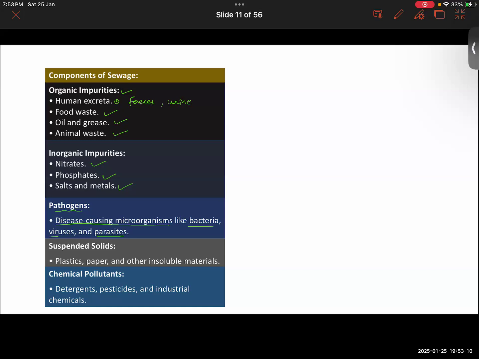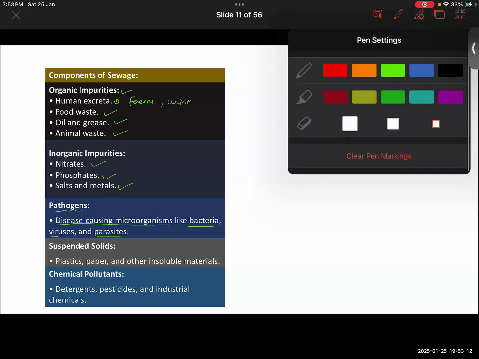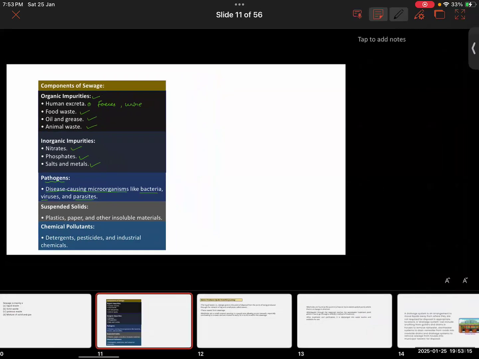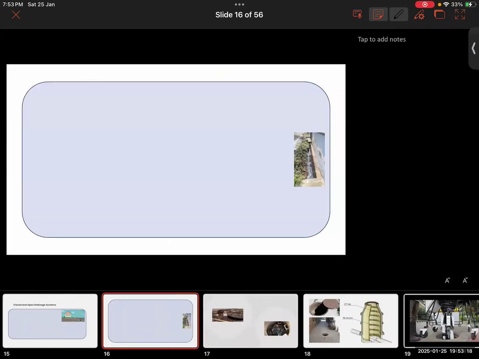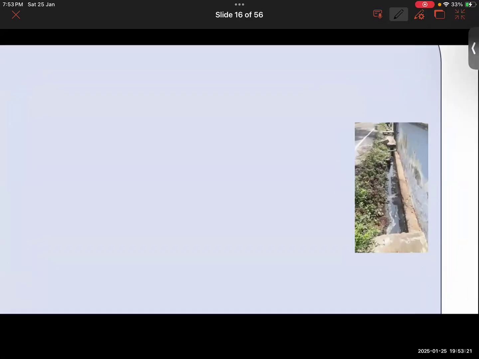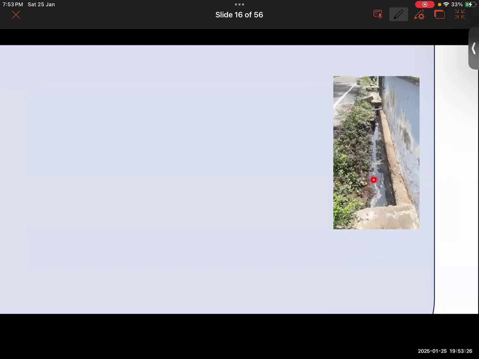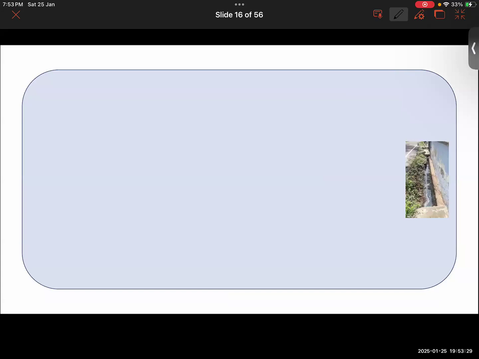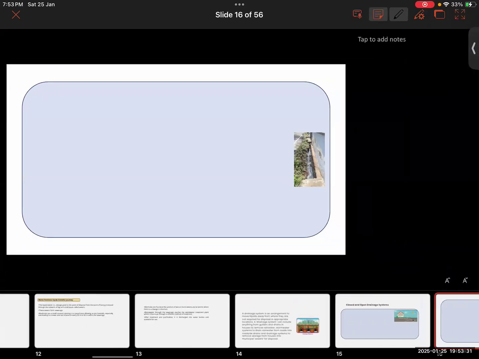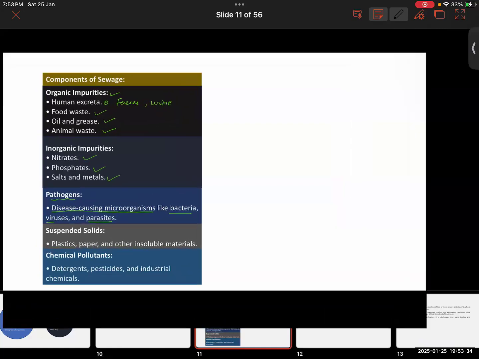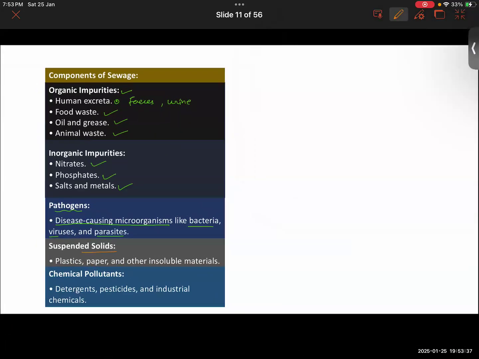Then in open drains usually, like in this case, you will see that many of the wastes would be floating on it. There could be plastic bottles, polythenes, or pieces of wood or some other things that will be floating on it, or that will remain suspended in it. It will not settle down at the bottom. So thereby we have suspended solids. It could be plastic, paper, and other insoluble materials. Insoluble means something that does not get dissolved. Okay?